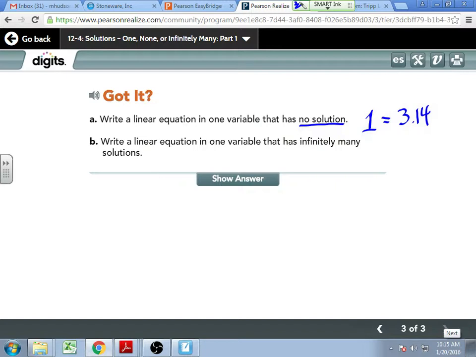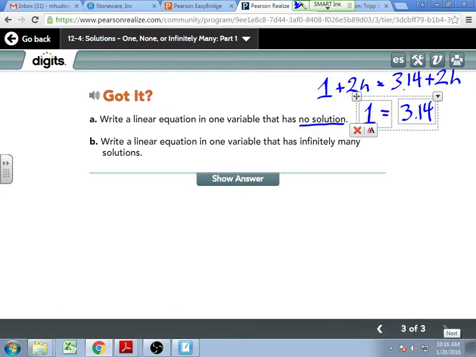Yeah, just add in a variable. So we could say 1 plus 2h equals 3.14 plus 2h, which will then cancel out, contradict, and have no solution. What about infinitely many?